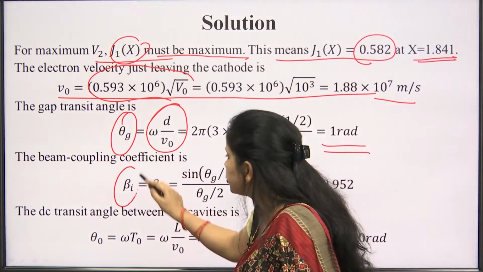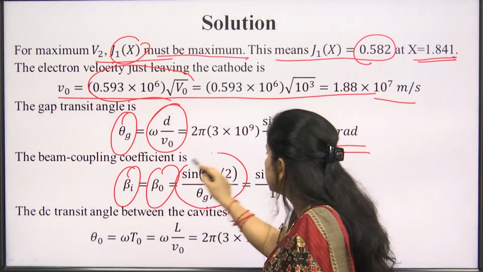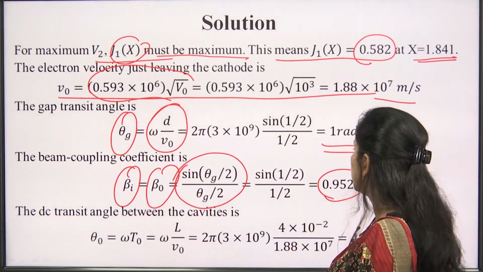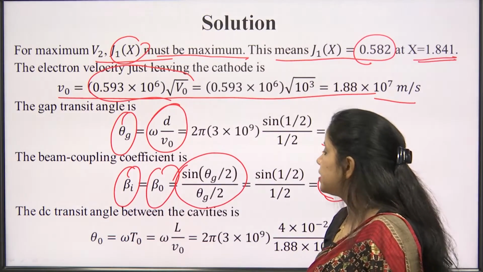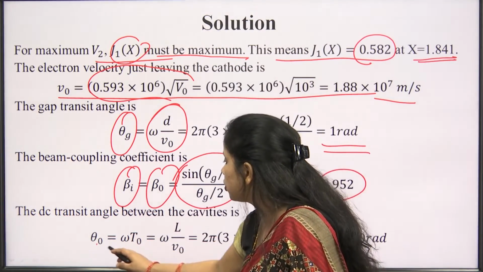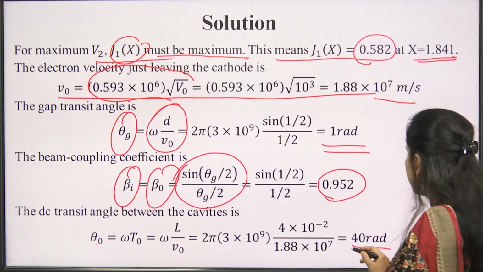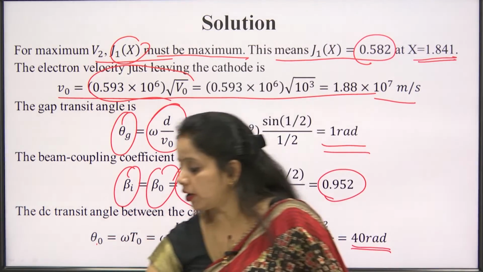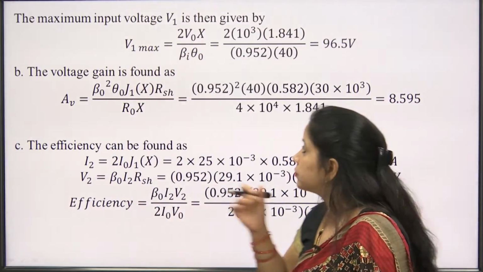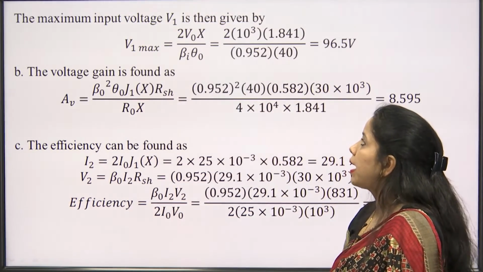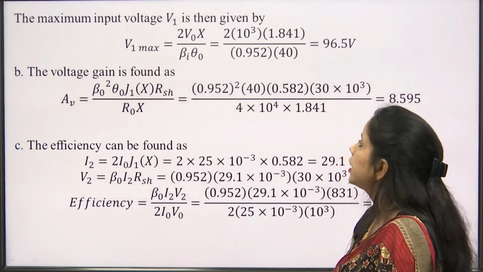Beam coupling coefficient, again using the formula, we get 0.958, and the DC transit angle between the cavities, theta naught, is equal to omega T naught, equal to omega L upon V naught, and we achieve 40 radian. Now, having all these values, we substitute for getting the maximum V1 input voltage.